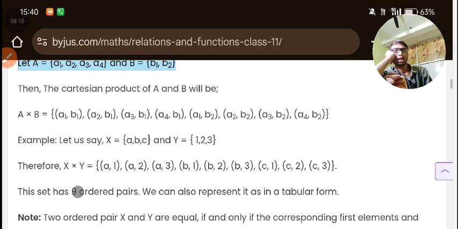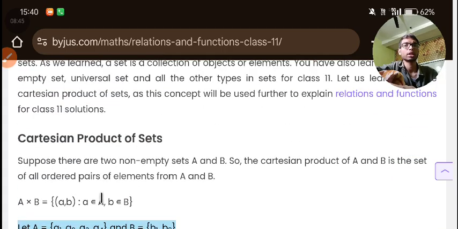This is clear. Example, let's say set x has a, b, c and set y has 1, 2, 3. What will happen now? We will take a comma 1. This is complete. This is one coordinate. Next coordinate a comma 2, then a comma 3, then b comma 1, b comma 2, b comma 3, then c comma 1, c comma 2, c comma 3. This is what a Cartesian product of sets is.